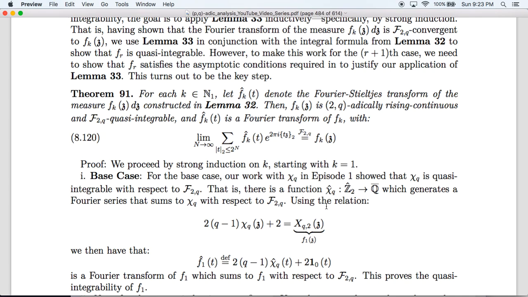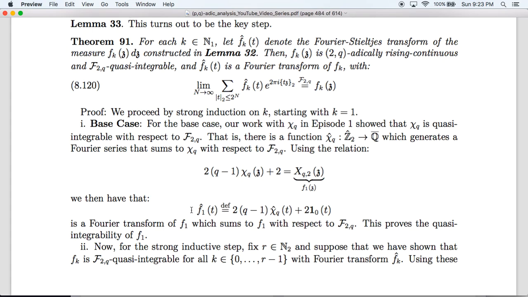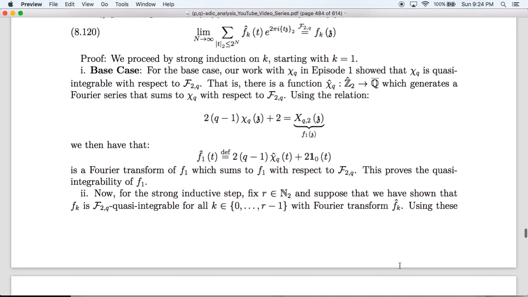which means that we're going to be not only assuming the kth case, but that every case up to the kth case. So for our base case, we just did this. It's what we did with chi-q. We use chi-q to get a formula for f1 hat, and because this converges to chi-q of z, when we sum the Fourier series, this converges to f1 of z, and we're done. So now for the strong inductive step. Fix r greater than or equal to 2, and let's suppose that we've shown that f little k is quasi-integrable for all k less than r, and that it has a Fourier transform fk hat.